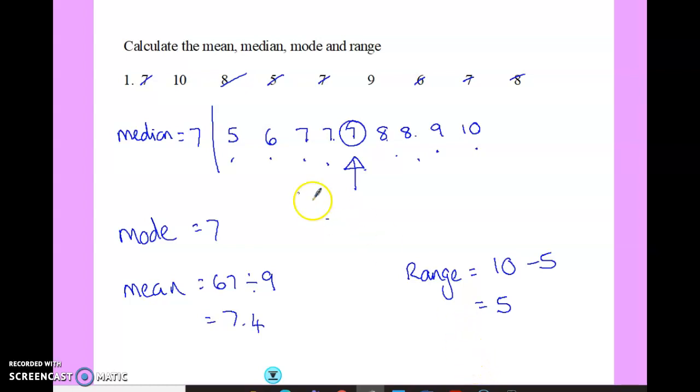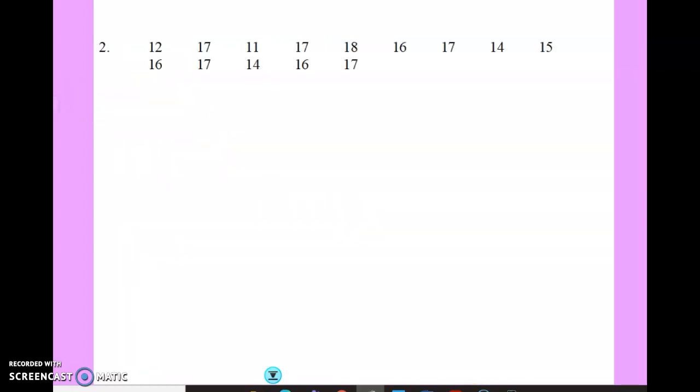Let's try another example. So we're finding the mean, median, mode, and range again. And again, I'm going to start with the median. The reason I'm starting with the median is once I've got my numbers in order, it's a lot easier for me to work out the rest as well.